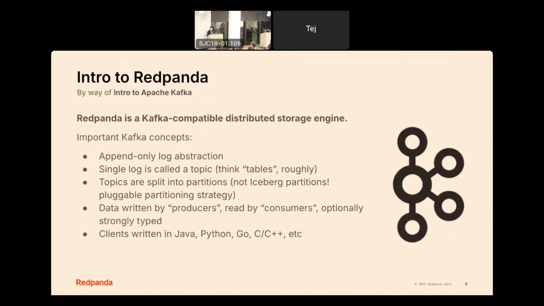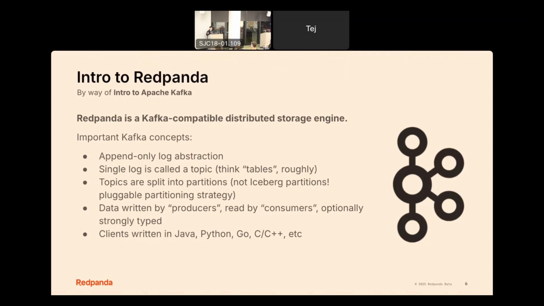So Redpanda is a Kafka-compatible distributed storage engine, meaning our Redpanda clusters serve the Kafka API and store the log data in a similar way to how Kafka stores data. For those who didn't raise their hands, the key abstraction in Kafka is an append-only log. And a single log in Kafka is called a topic, which you can think of generally as the spiritual equivalent to a table in the database world. Kafka allows you to split your topic into partitions, though the partitioning here isn't necessarily value-based like it is in Iceberg. You can plug in different partitioning strategies like key-based hashing or round-robin.